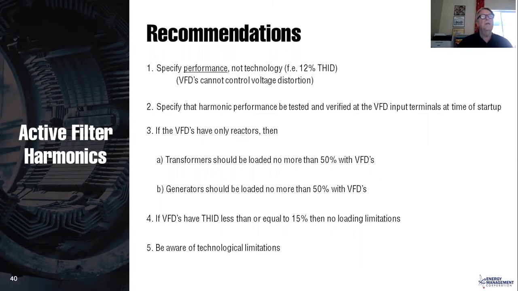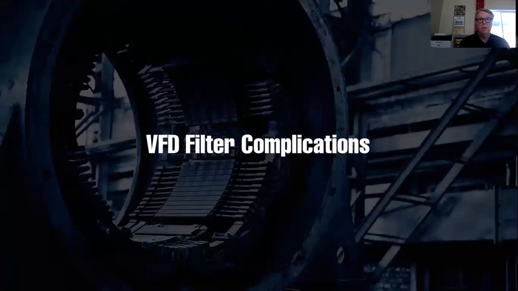So if you're using an active filter, let's say, that active filter does a great job for the utility and is an excellent technology, but you still could end up with higher voltage distortions than you want down within your facility. If you correct your VFDs to have less than 15% harmonic current, then we don't worry, we can load the transformers or generators all the way up.